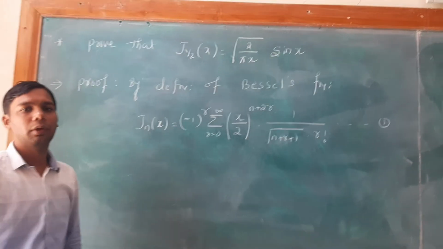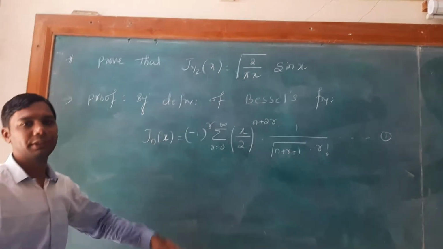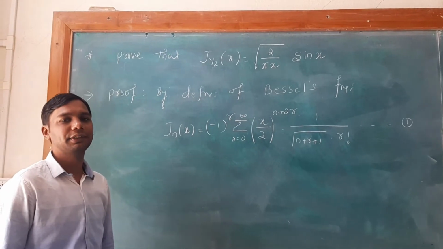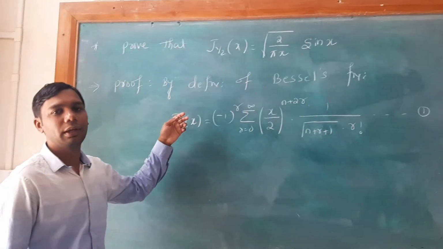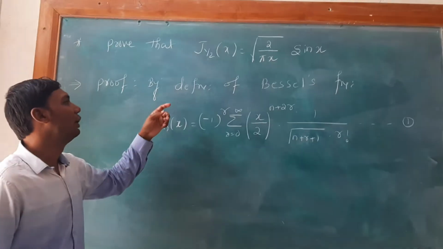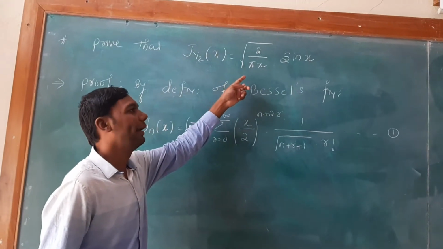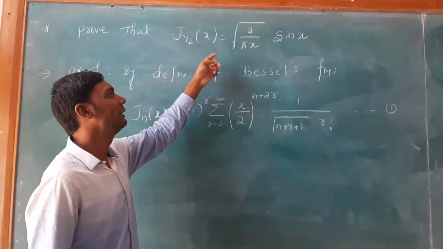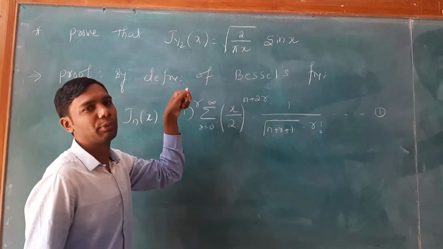In this video, we learn the special function properties. In the special function, you have already studied two theorems, that is Bessel's function and the orthogonal property. By using the Bessel function, there are two properties in your syllabus. One is J half of x equal to root of 2 by pi x into sin x. One more property is J of minus 1 by 2 of x equal to root of 2 by pi x into cos x. So let us solve the first property.